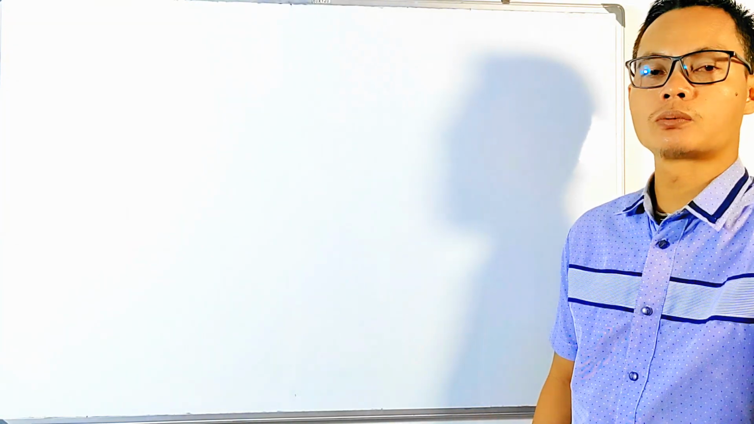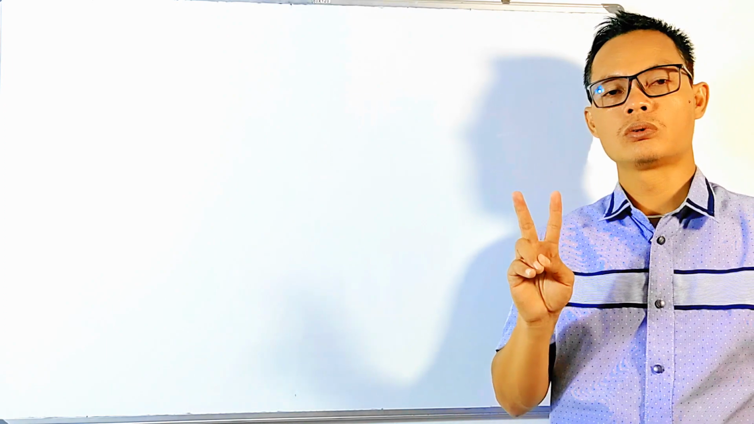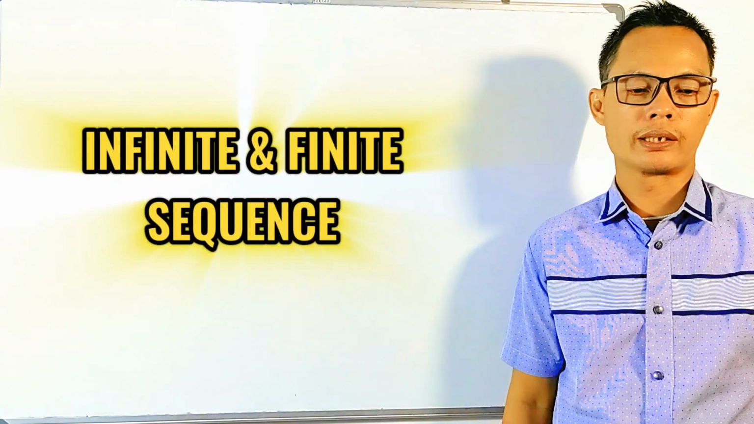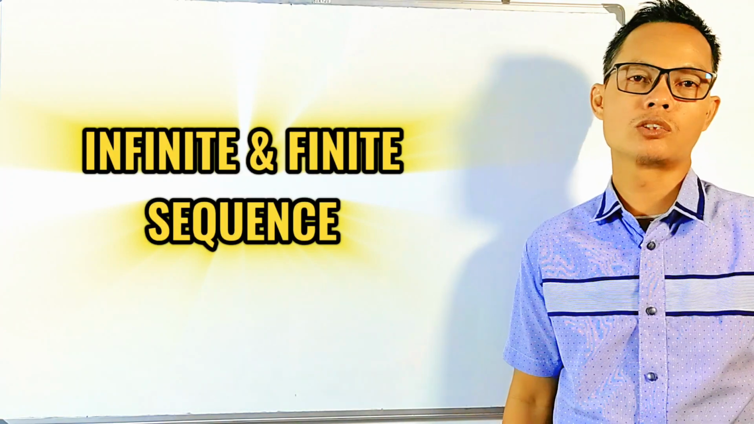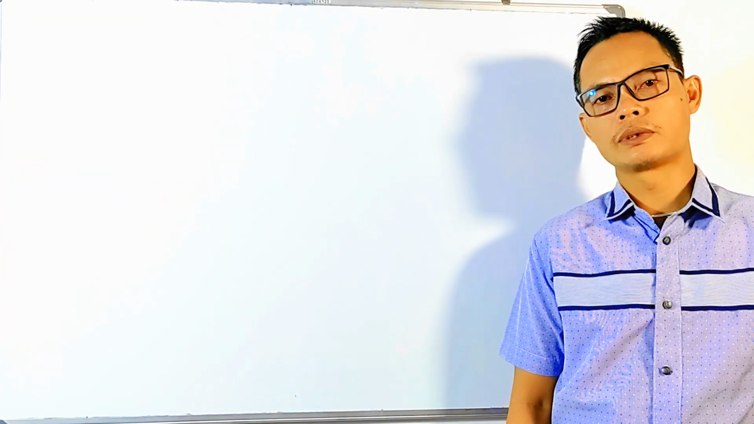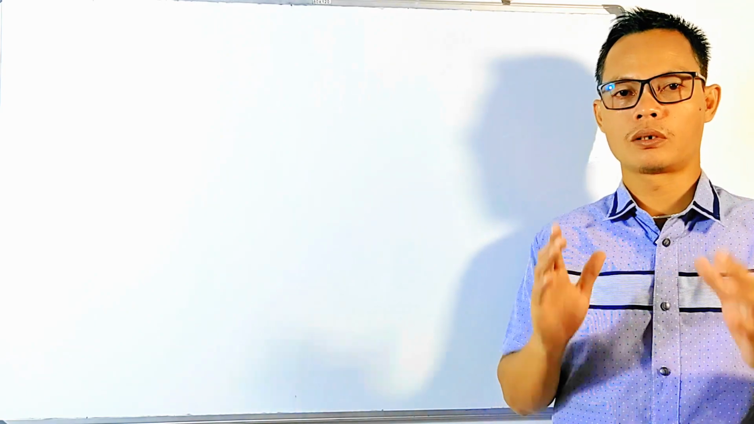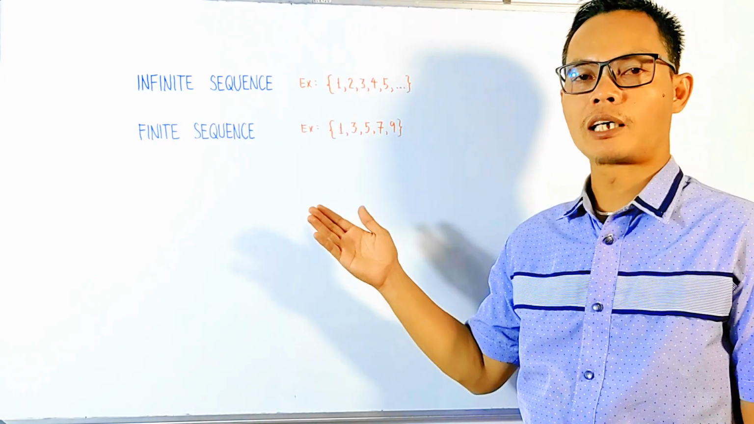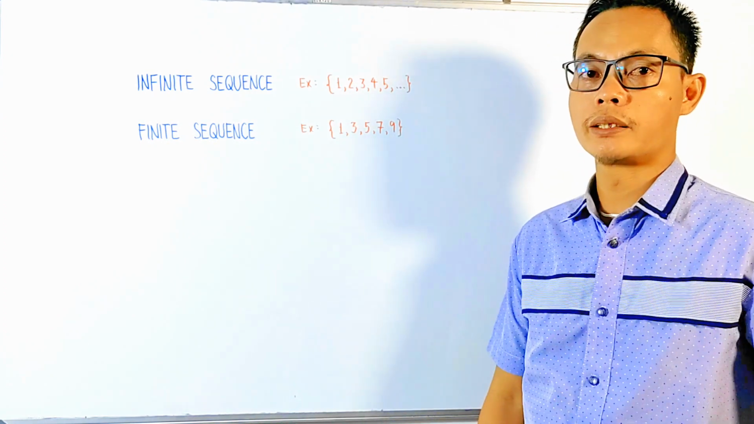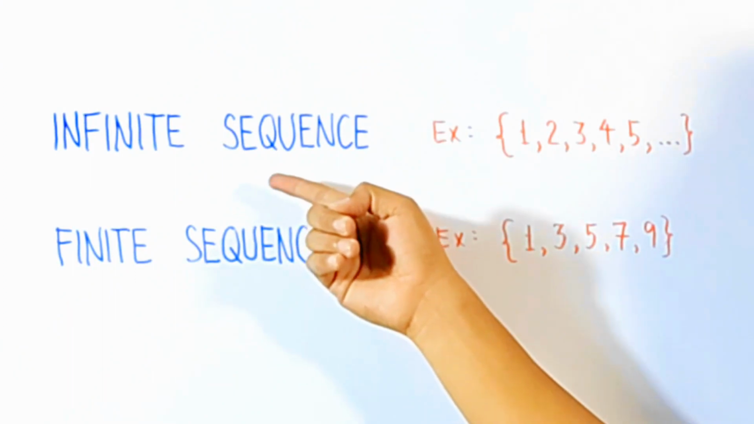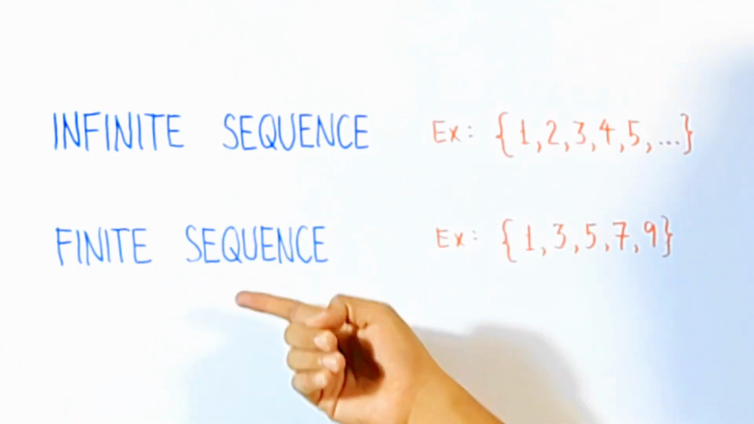In sequence, we have two types, the infinite and the finite sequence. What is the difference between these two? We can determine these two types of sequence maybe in a form of a representation. Ito yung dalawang klase or types ng sequence na kailangan natin maintindihan. The first one is the infinite sequence and the second one is the finite sequence.